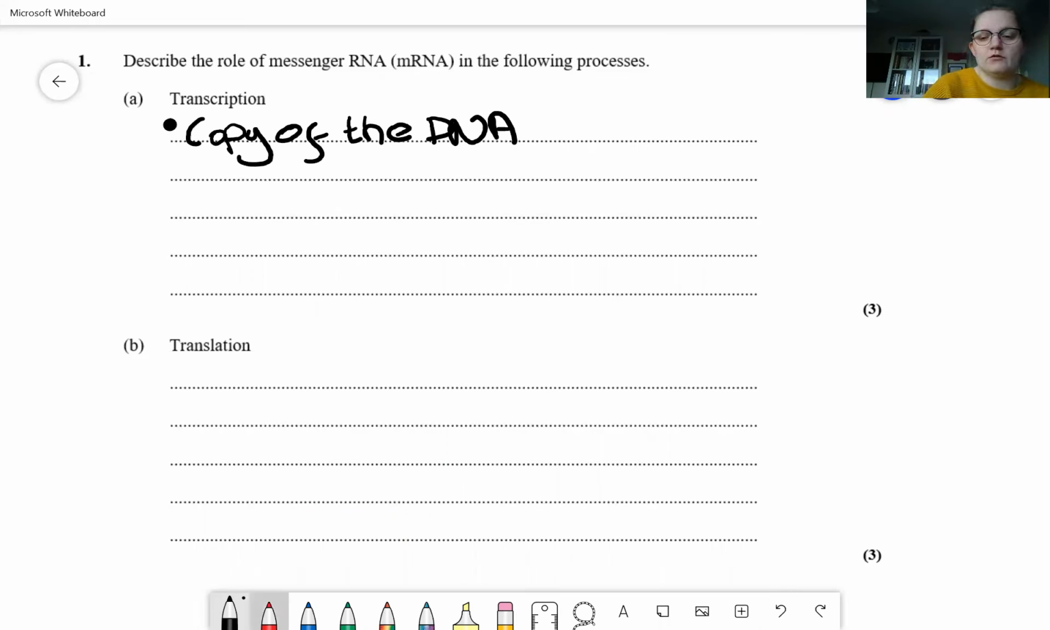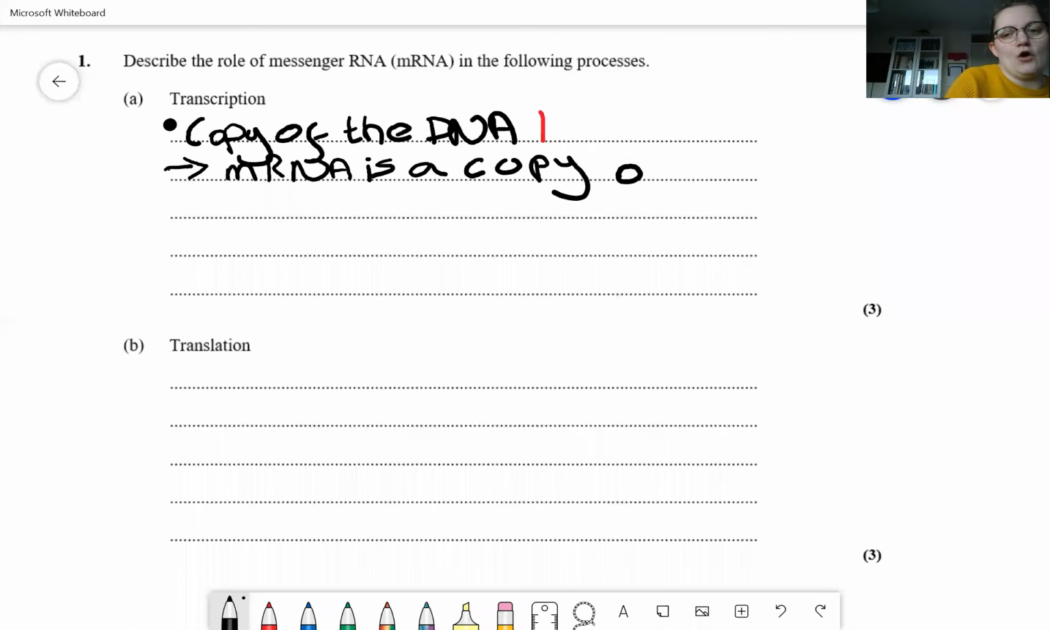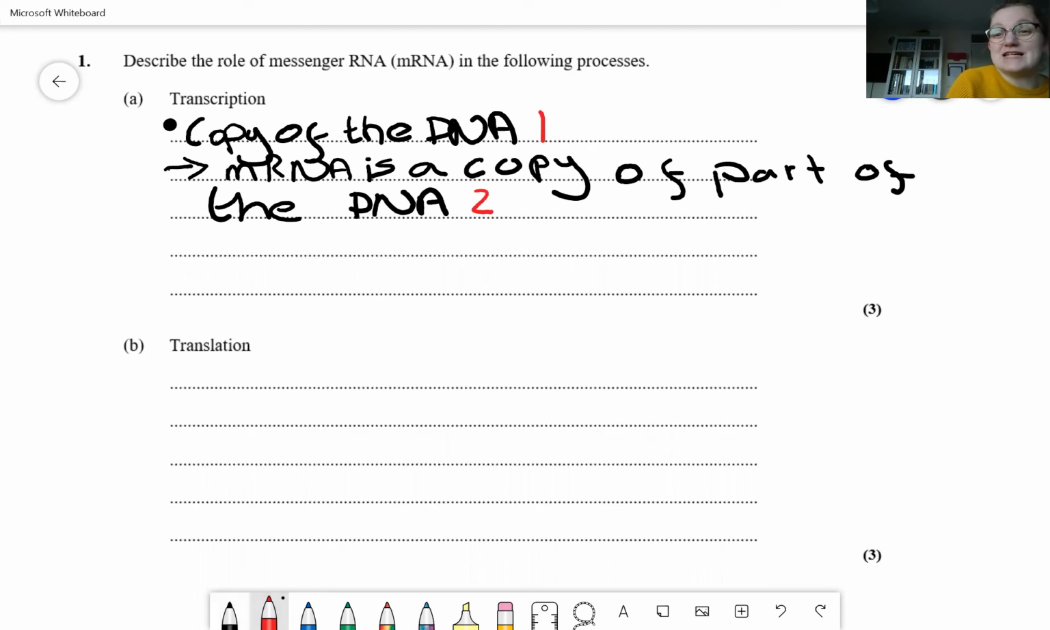So if that's all you can remember, you would get 1 mark for saying messenger RNA is a copy of the DNA. You get another mark if you actually said it was a copy of part of the DNA. So if we expanded this answer and said mRNA is a copy of part of the DNA, you would actually get 2 marks for saying that, because you've expanded on that answer.